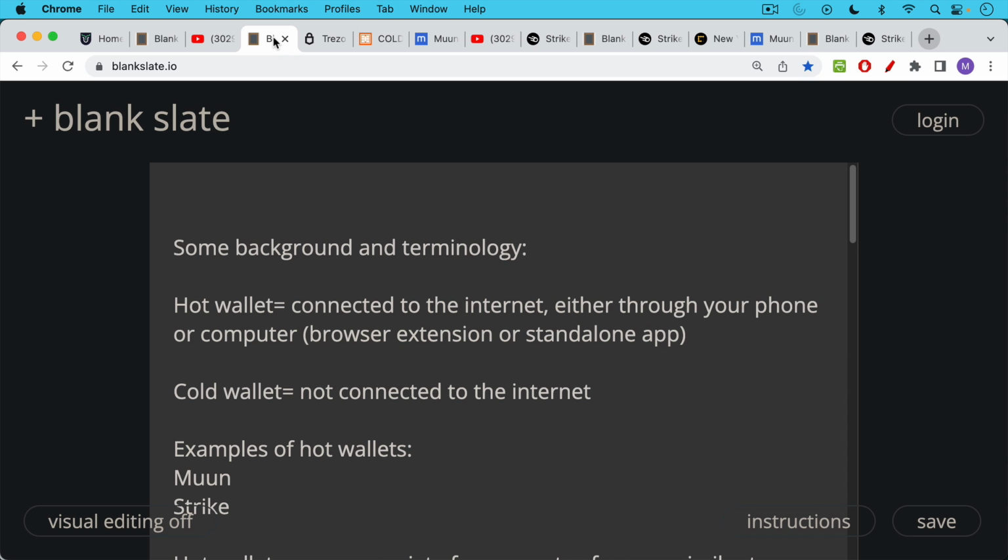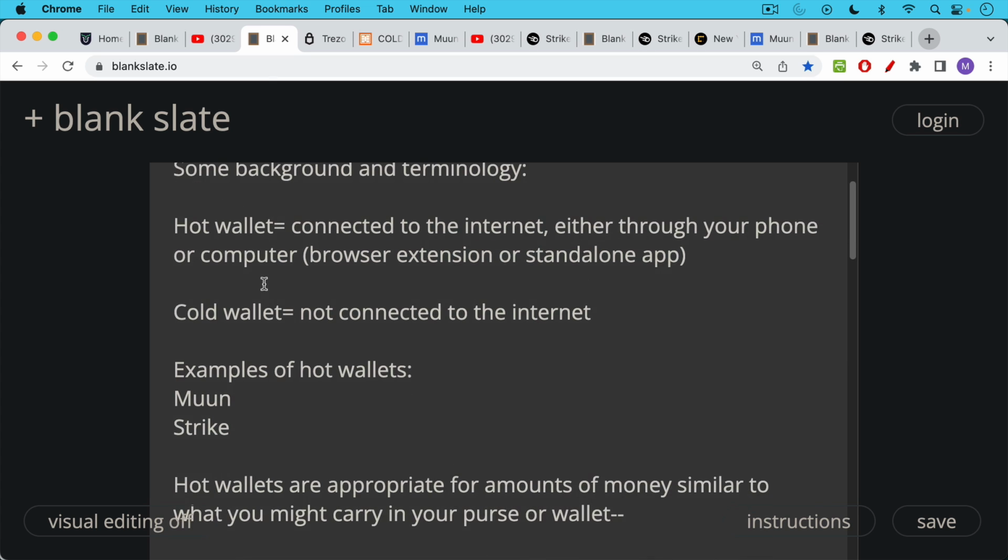A hot wallet is just a Bitcoin wallet that's connected to the internet. And this is usually an app on your phone, a browser extension on your computer, laptop, or desktop, or a standalone app on your computer. But the key is that a hot wallet is connected to the internet all of the time, or at least most of the time, as, for example, your phone is. A cold wallet is something that is not connected to the internet. So when we say hot or cold, we're referring to whether it's easily accessible to the internet.